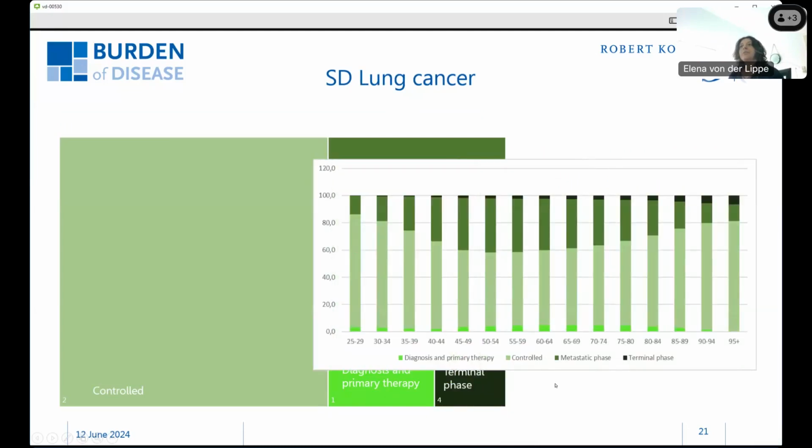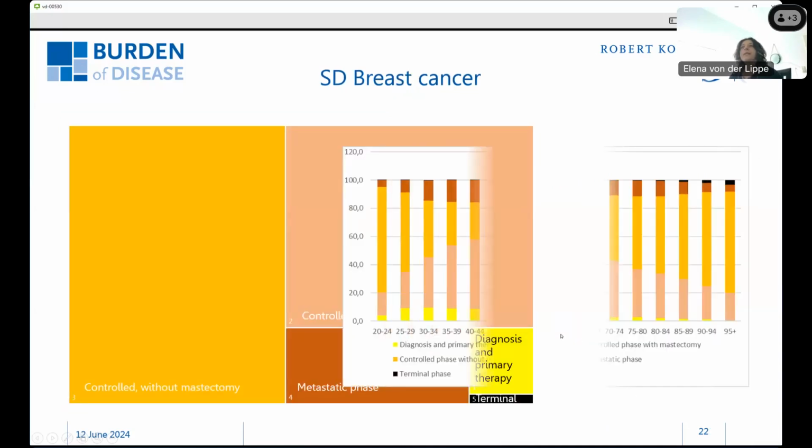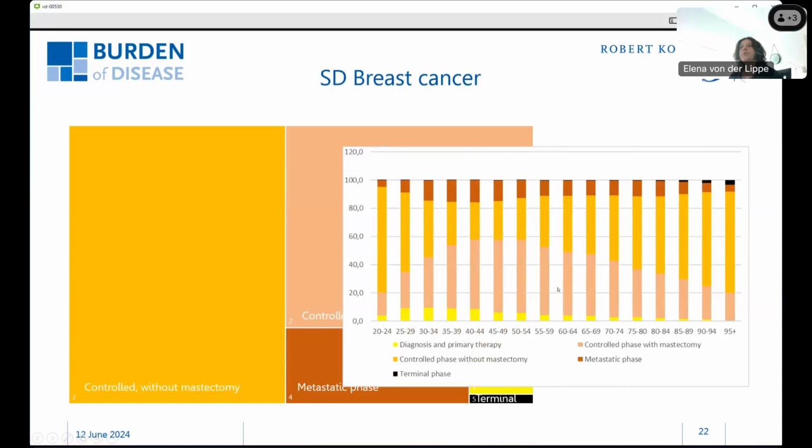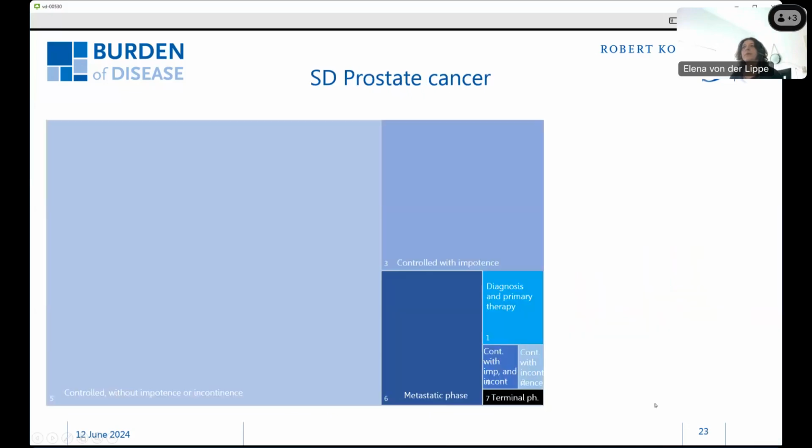And the severity distributions are also very much different according to age. And we again observe in the middle age group also the more complicated cases, namely the metastatic cases. Similar is for breast cancer. We have the controlled phases are those two phases in the middle. But interestingly, you see that with mastectomy are also in the middle age group, and later in the age groups it is mostly without mastectomy. We can discuss this later if there is time.